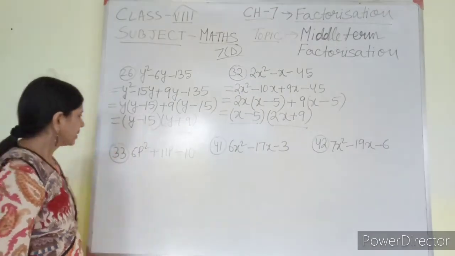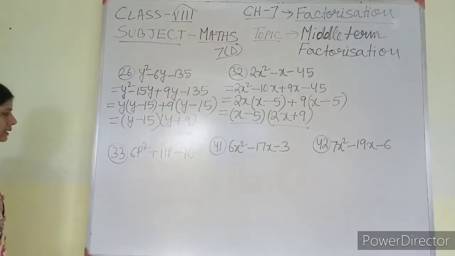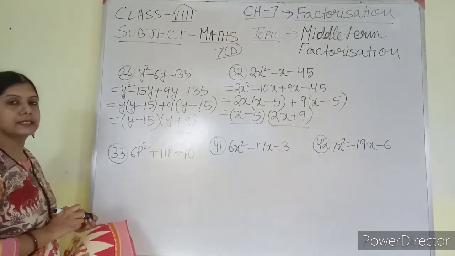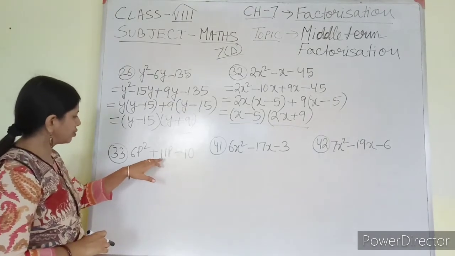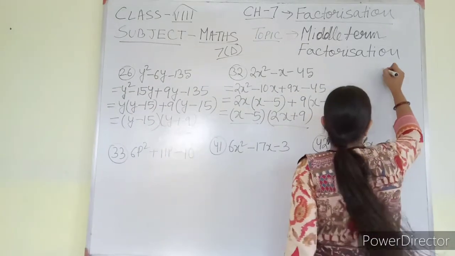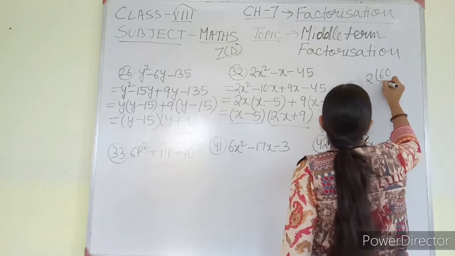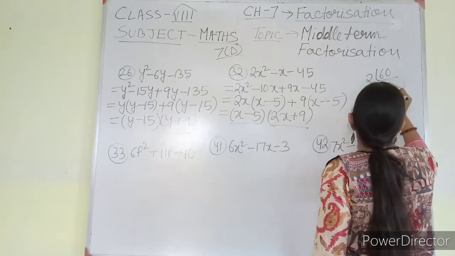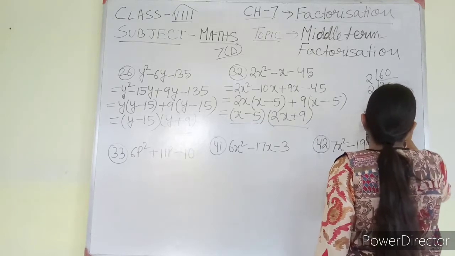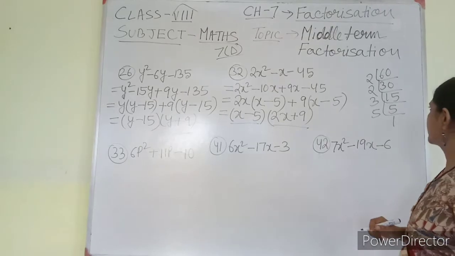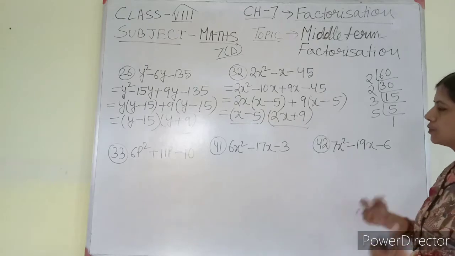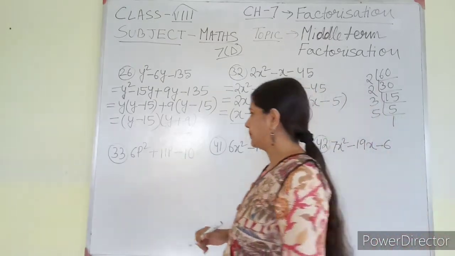This is the answer. Now come to question number 33. 6 into 10, 60. I have to divide 60 into two factors in such a way that after addition or subtraction I can get 11. So let me do it here. 60. 2 into 30 is 60. 2 into 15 is 30. 3 fives are 15. 5 ones are 5. 11 I have to get. 2 twos are 4. 3 fives are 15. 15 minus 4 is 11, so I can use that one.